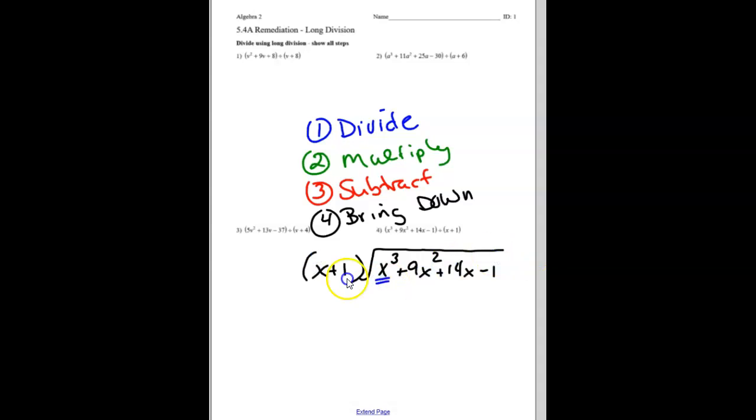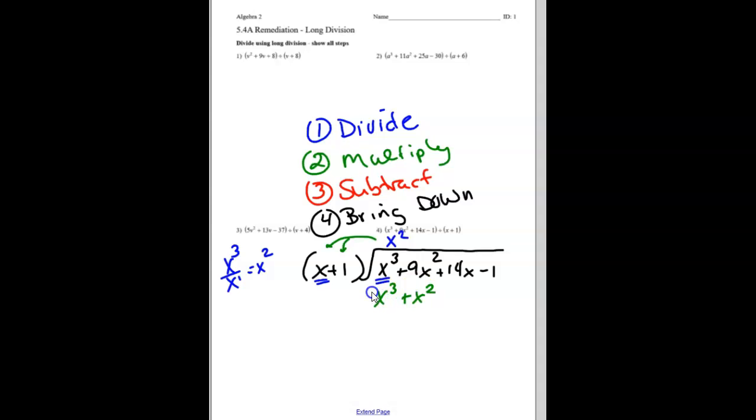So first step, divide. You're going to take your lead term and divide it by the lead term of your divisor. So x to the 3rd divided by x to the 1st would leave you with x to the 2nd. And that's what you write up here, because remember, the purpose of this question is to divide. So now we're going to multiply. This x squared gets distributed to both the x and the plus 1. So that becomes x to the 3rd plus x squared.